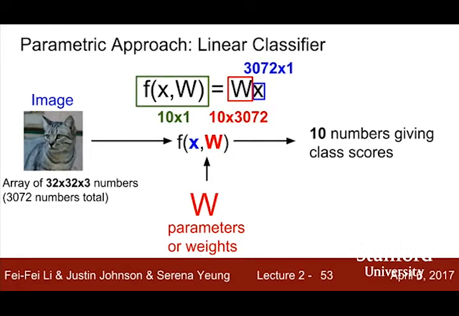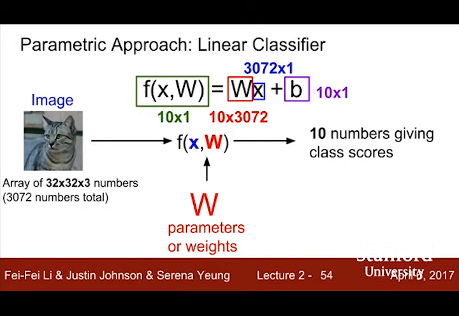If you unpack the dimensions of these things, we recall that our image was 32 by 32 by 3 values. We're going to take those values and stretch them out into a long column vector that has 3072 by 1 entries. And now we want to end up with 10 class scores, 10 numbers for this image giving us the scores for each of the 10 categories, which means that our matrix W needs to be 10 by 3072. So that once we multiply these two things out, we'll end up with a single column vector, 10 by 1, giving us our 10 class scores.